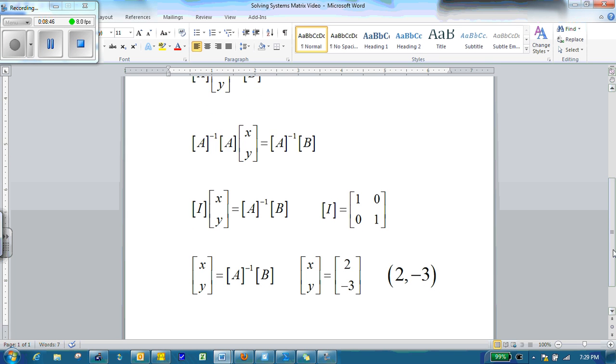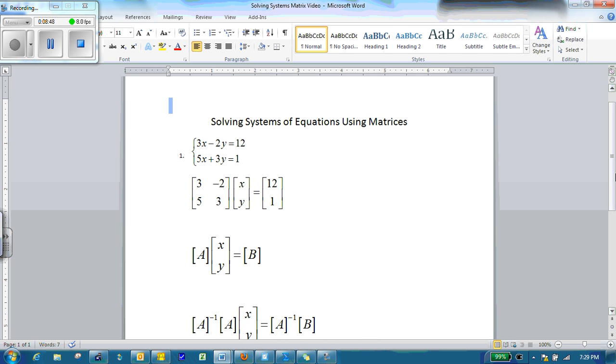So I hope you will be able to extrapolate upon this idea when you have more challenging systems than this particular example, but please use this as a good example to move forward.